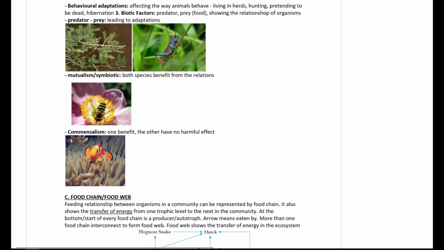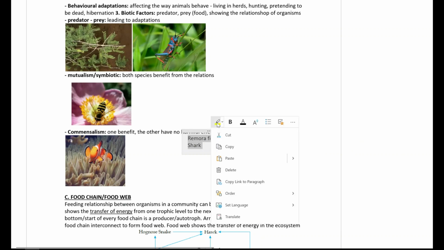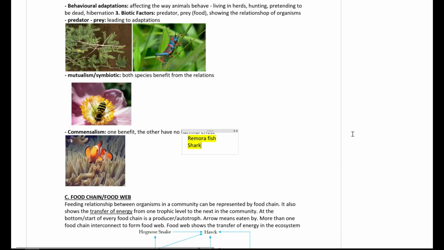Commensalism, on the other hand, is where one benefits and the other has no harmful effect. Over here I have the sea anemone and the reefs. The reefs provide the sea anemone a place to hide in, and while the sea anemone is protected, the reefs are not harmed. Another one is the remora fish, which goes behind the shark. It's a very small fish. Whenever the shark consumes prey, and because sharks don't have very good eyesight, the remora fish is able to feed off the scraps of the shark. The shark is not harmed, and the remora fish benefits.